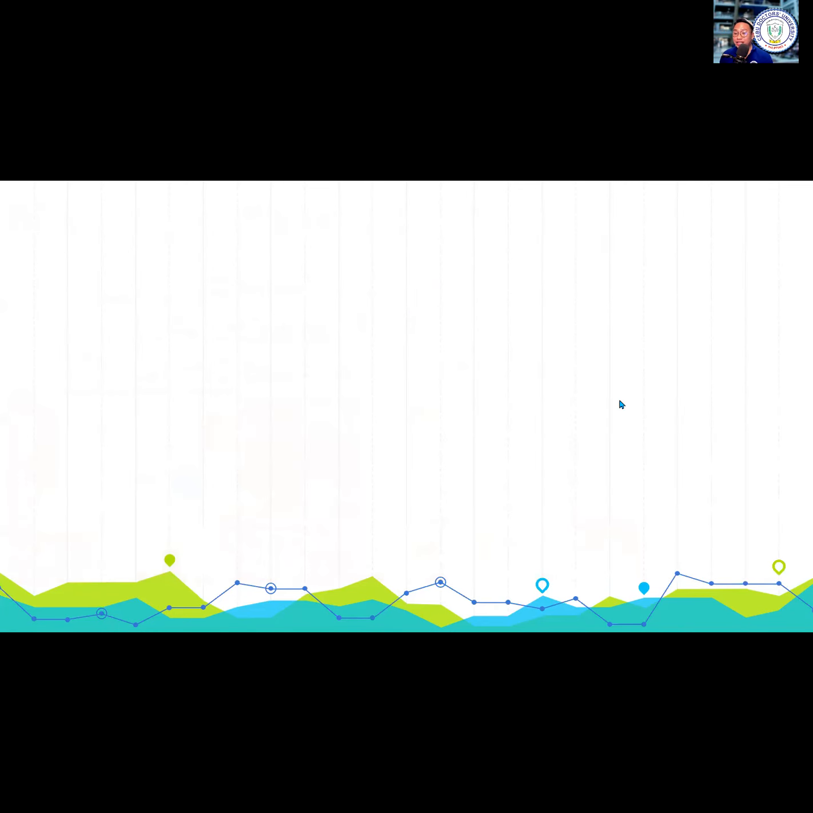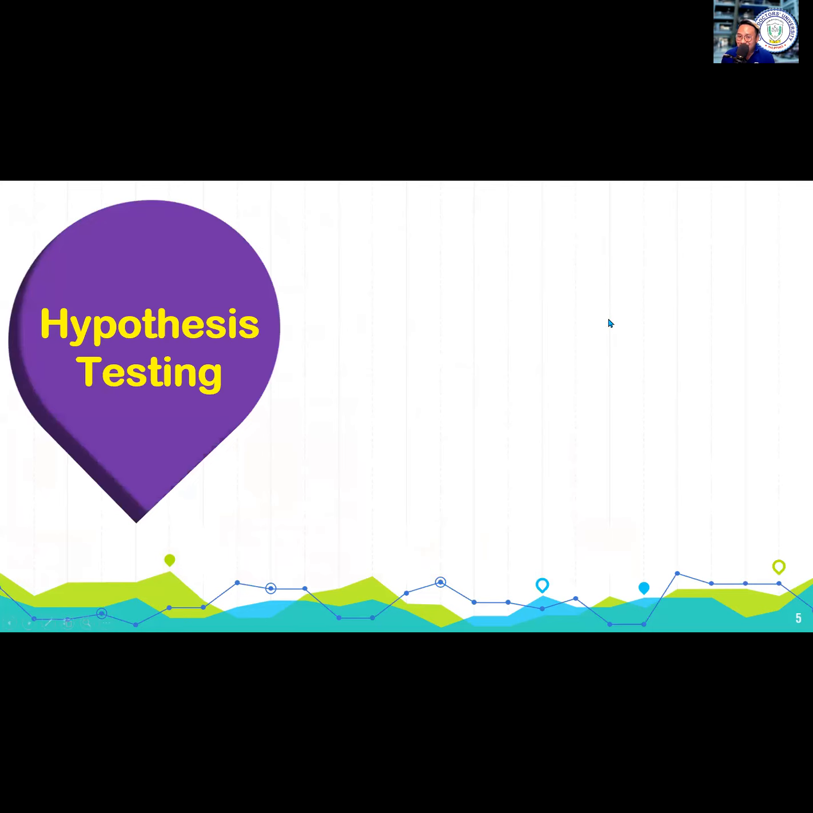Let's define first what is hypothesis test. A definition of hypothesis testing, guys: it's a decision-making process for evaluating claims about a population. When we say decision-making process, it's a process, meaning it goes with first step, second step, third step, and so on and so forth. Meaning to say you cannot make a decision right there and then. It has to undergo different steps or processes.